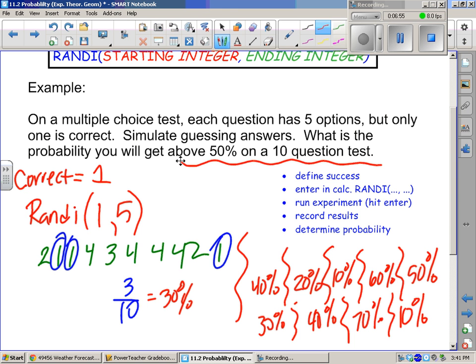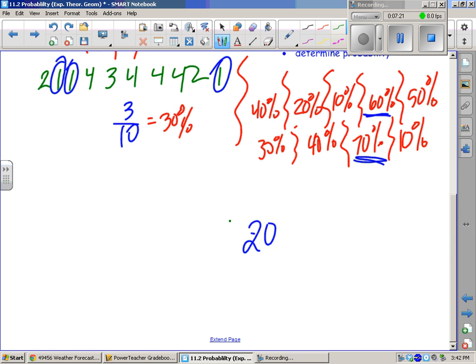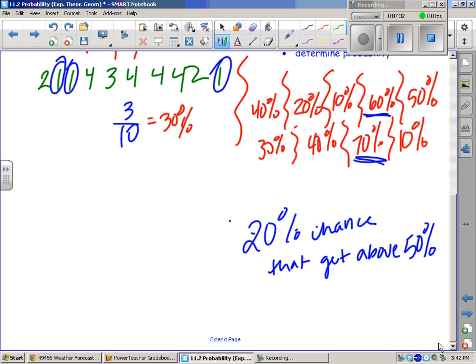Okay. So we ran our experiment several times. So now what we do is choose from that new group all those percentages which ones will be above 50%. So if I go through and look, I've got this one. Are we considering 50 success? It says above 50, so no. And then 2 out of 10, so that means a 20% chance that you'll get above a 50%. We can talk more in class about how to run those, and maybe we'll do one together as a group.